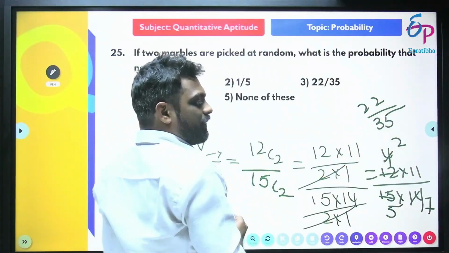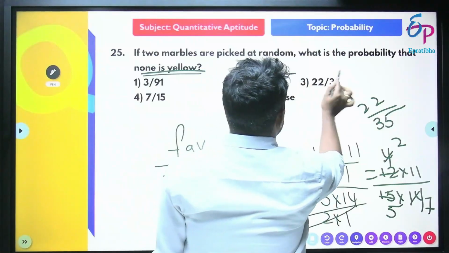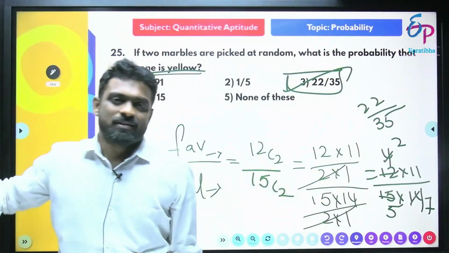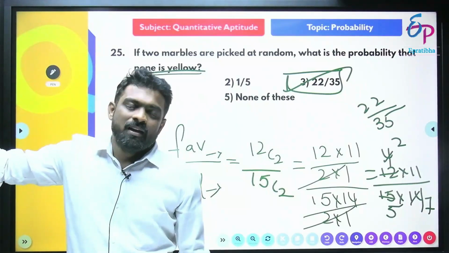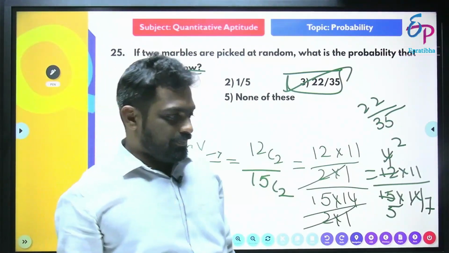Where exactly is 22 by 35 in the options? 22 by 35 is in option number 3. We can conclude option number 3 as the correct solution for the given question.